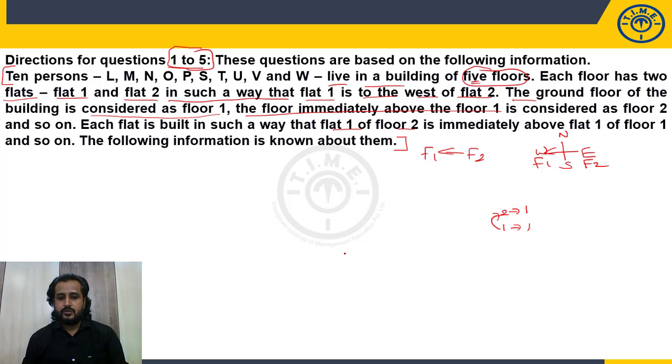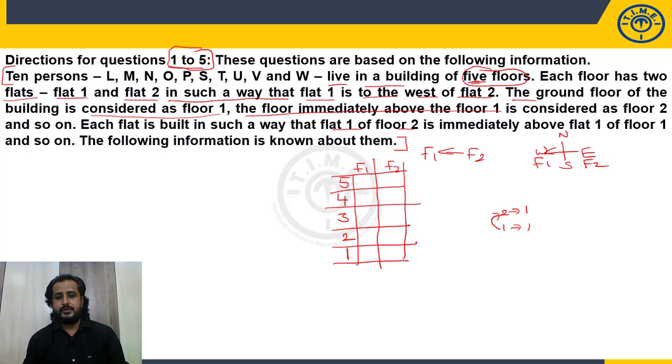Now how are we going to create the basic structure? How many floors is the building? 5 floors. Ground floor is considered first floor. Immediately above the ground floor is the second floor and so on. So 1, 2, 3, 4, 5 floors. In each floor, how many flats do we have? 2 flats. And on each floor, flat 1 is to the west of flat 2. So F1, F2 in the order, and 5, 4, 3, 2, 1. So this is how the basic structure will be for 5 floors and 2 flats.